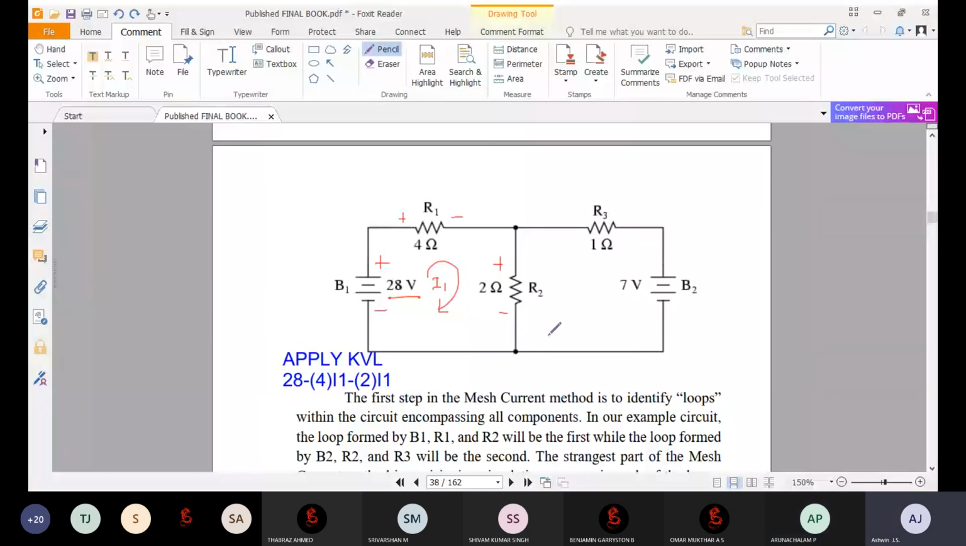And I'm going to give a hint here. Hint in the sense, there are two possibilities. Suppose current is traveling in this direction, in the sense the current I2. So consider this loop current as I2. If current is traveling in this direction, then I2 also will be coming here, right?